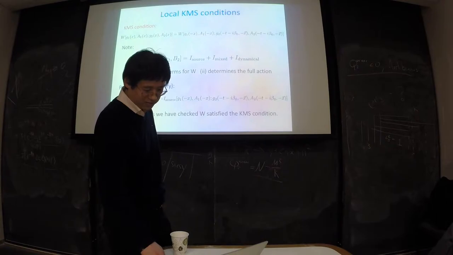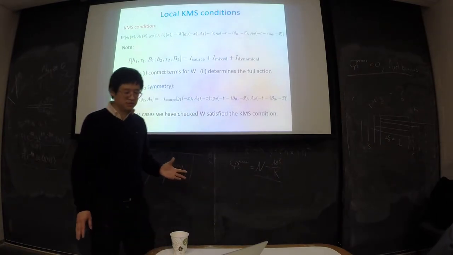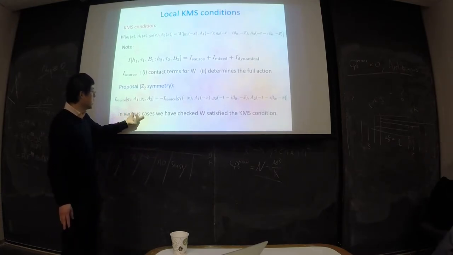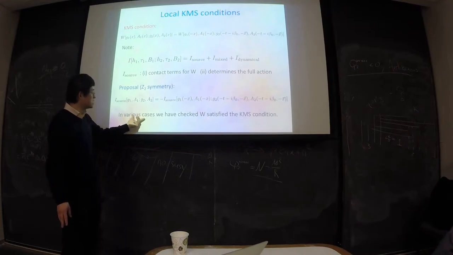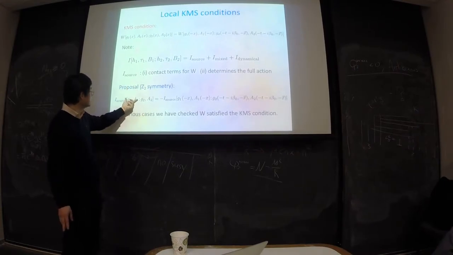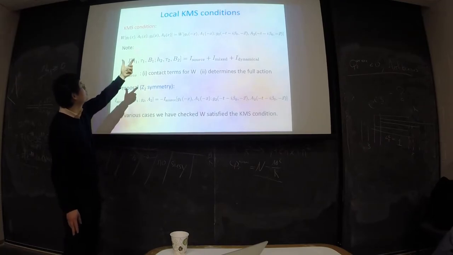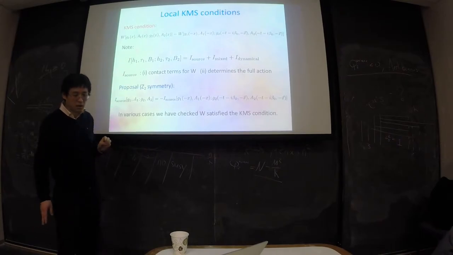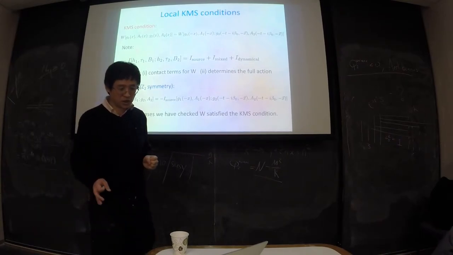Let me just do this part quickly. The claim is that we have a proposal. You can impose a D2 symmetry, and we don't have a proof yet, but we have checks in various cases that imposing this D2 symmetry, which we call the local KMS condition, can actually be satisfied. In more cases, we have checked.